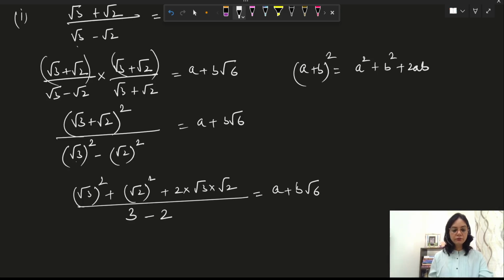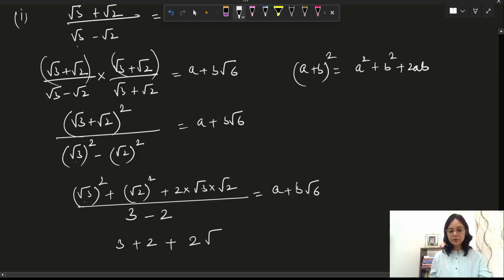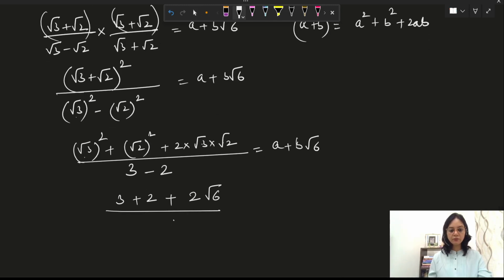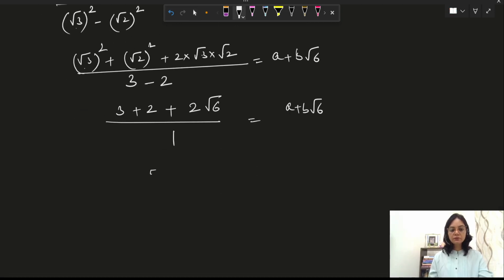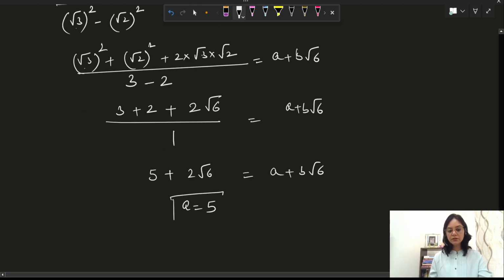Okay. So what will you get over here? It will be 3 plus 2 plus 2 root 3 into root 2, you will get 3 into 2, 6. It will be root 6 divided by, you can't simplify it further, 1, which equals a plus b root 6. So from here, what will I get? 3 plus 2 is 5 plus 2 root 6, a plus b root 6. Now from these two, if you equate them, what is the constant term? a is 5 and b is 2, because the root 6 term is this.